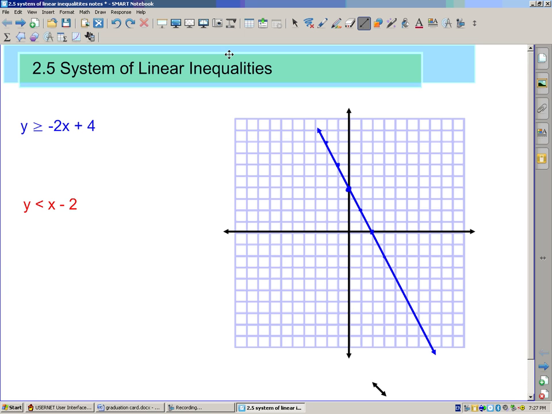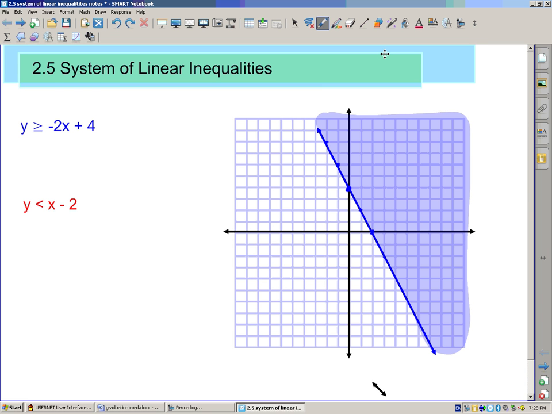Okay. And it says that it is greater than or equal to that line. So when I go to shade, I'm going to shade above that line. I'm going to shade in blue to go with the blue line. So the y values are all bigger than the y values on that line. Okay, so the blue part's done.